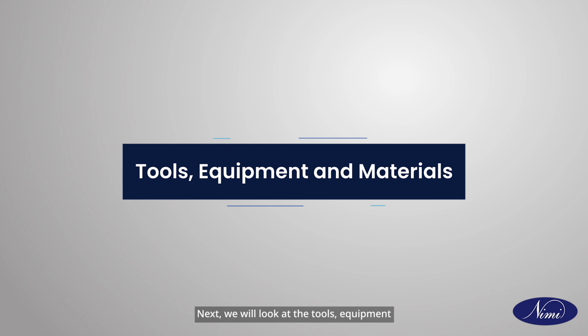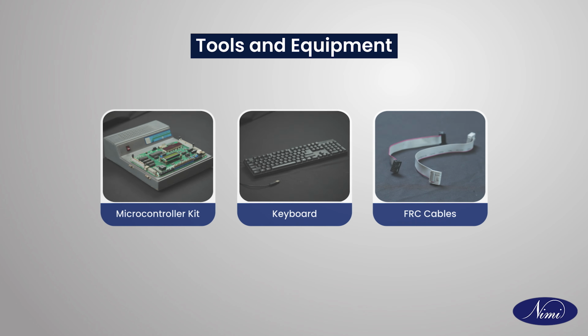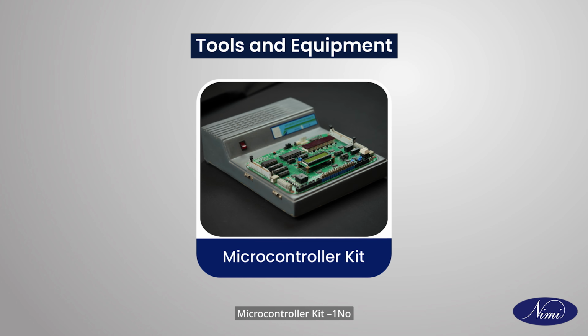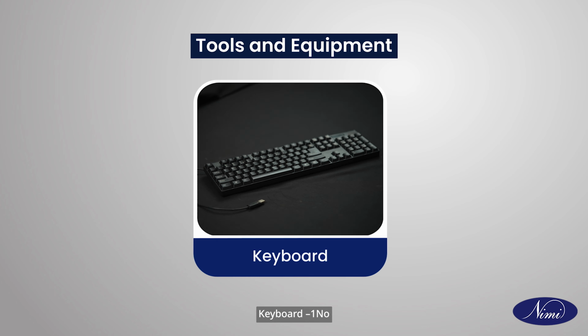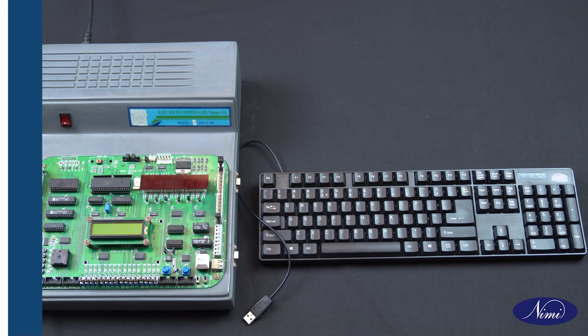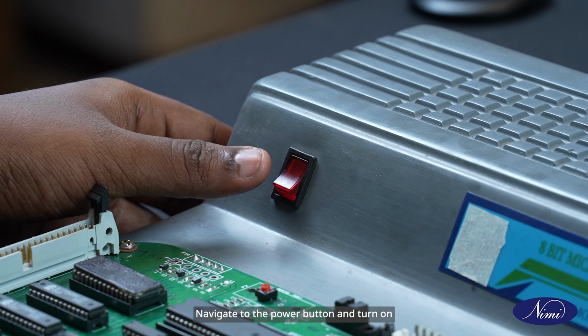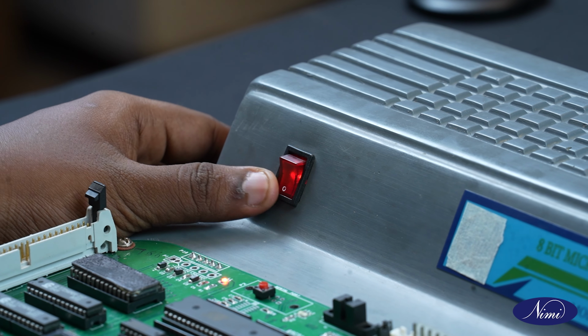Next, we will look at the tools, equipment, and materials needed to check the reading of an input port and send the received bytes to the output port using switches and LCD with the 8051 microcontroller. For this, you will need the following tools and equipment: microcontroller kit 1 number, keyboard 1 number, and FRC cables as required. First, turn on power of the microcontroller kit. Navigate to the power button and turn on the switch.